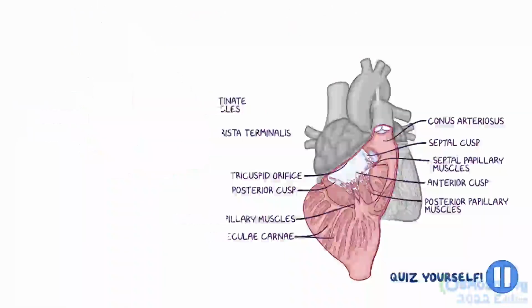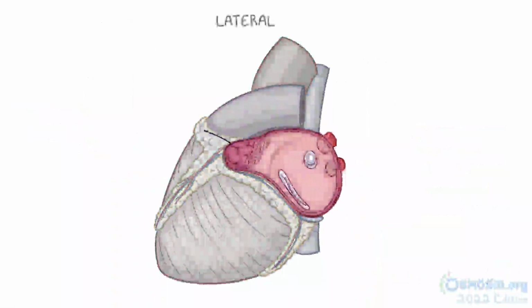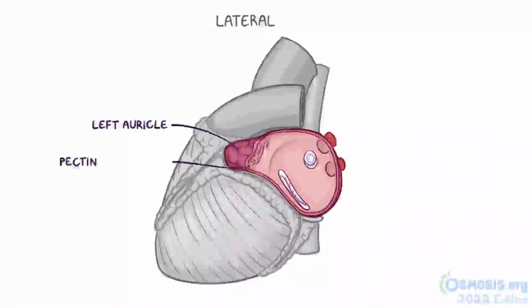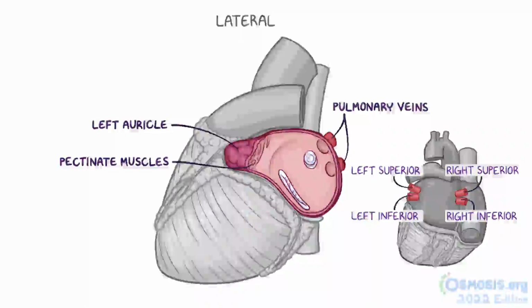We can go left now, starting with the left atrium. The left atrium is slightly thicker than the right atrium, and along with the left auricle and the pectinate muscles within, it forms a large part of the base of the heart. The rest of the left atrium is smooth. The 4 pulmonary veins, namely the left superior, left inferior, right superior, and right inferior pulmonary veins, enter the smooth part of the left atrium posteriorly.